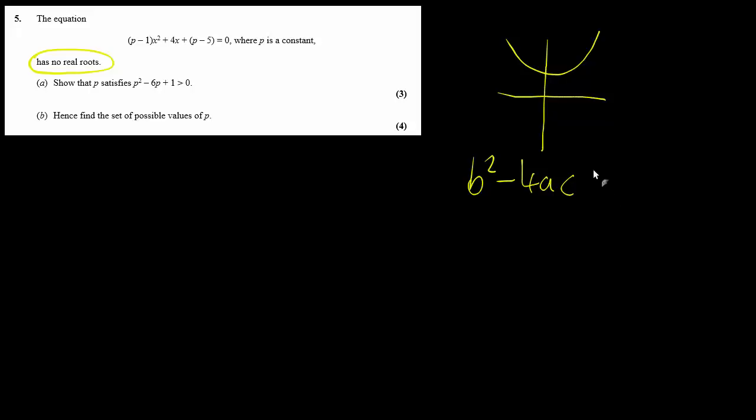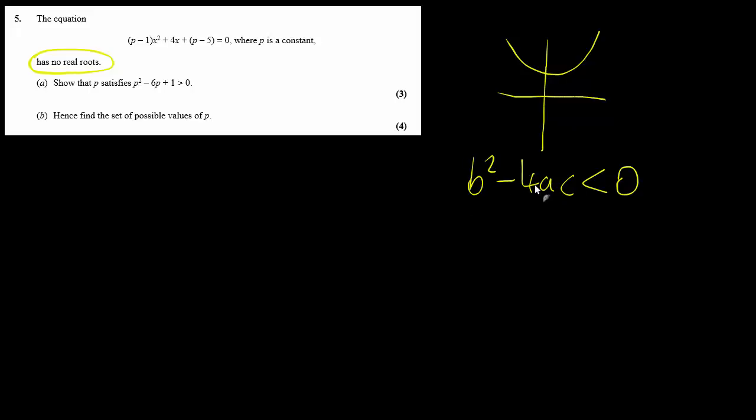The first hint about what we need to do comes from the "no real roots" part. If it has no real roots, then a rough sketch of it would be something that doesn't cross the x-axis. That means the discriminant, b squared minus 4ac, must be less than 0, because if the discriminant is negative, you can't square root it, so no real roots.